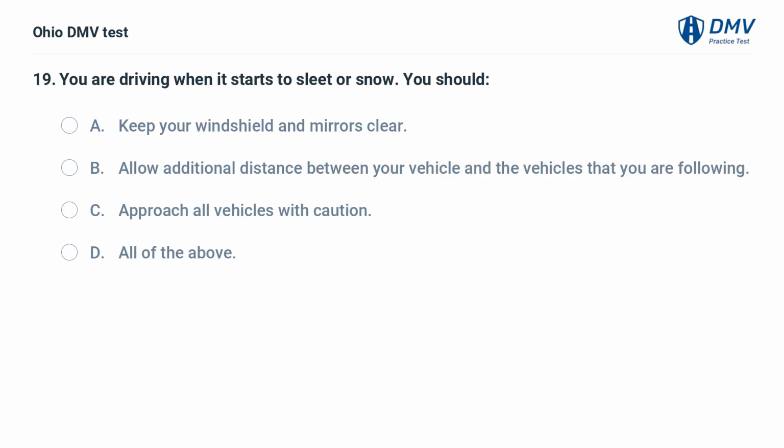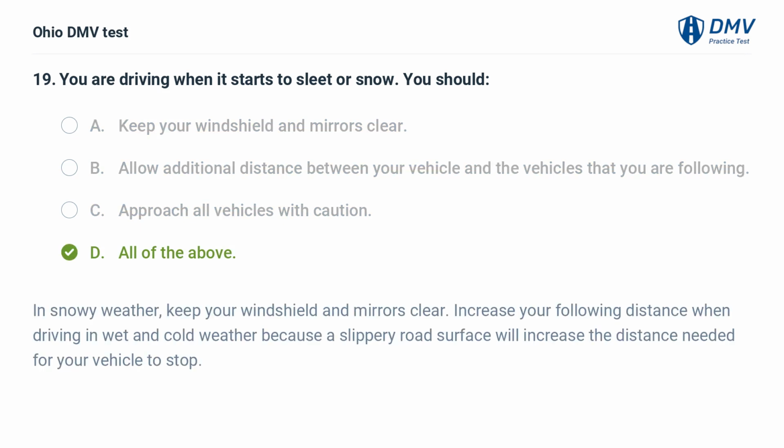You are driving when it starts to sleet or snow. You should A. Keep your windshield and mirrors clear. B. Allow additional distance between your vehicle and the vehicles that you are following. C. Approach all vehicles with caution. D. All of the above.